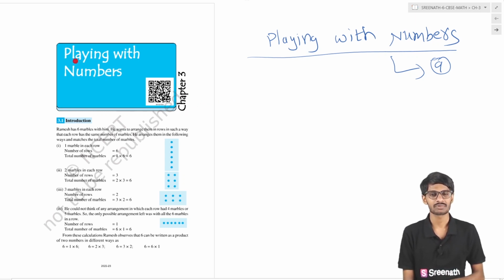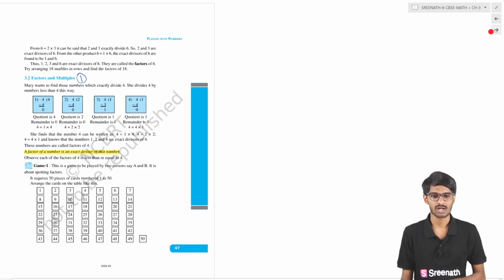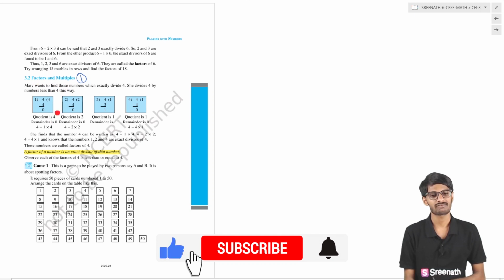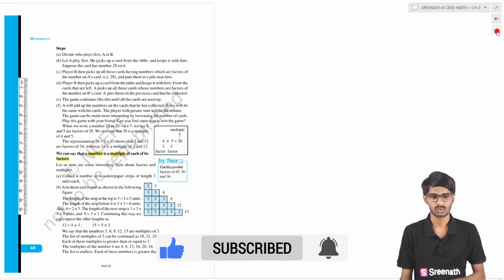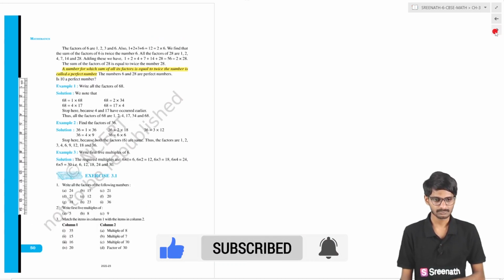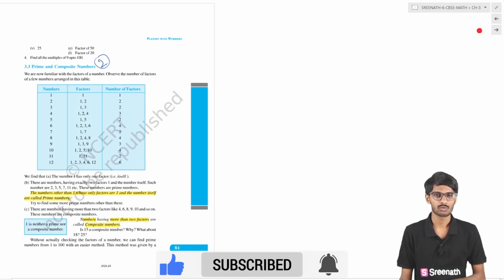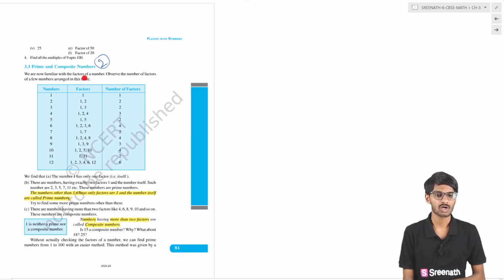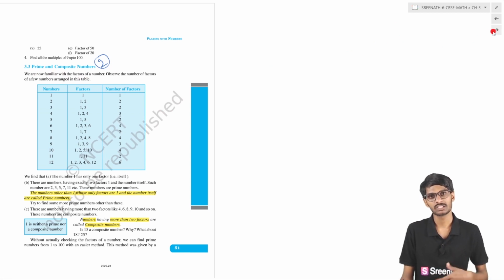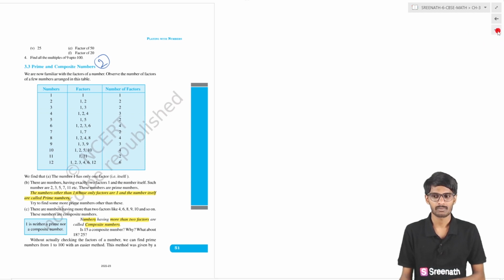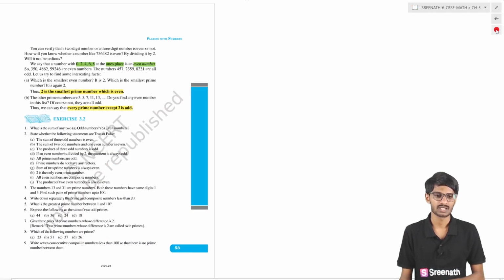Our chapter is Playing with Numbers. The first topic we are going to learn is factors and multiples. What are factors and what are multiples? The second topic is prime and composite numbers. What are prime numbers and what are composite numbers? Basically, you have learned about natural numbers. We are going to learn about these prime and composite numbers.